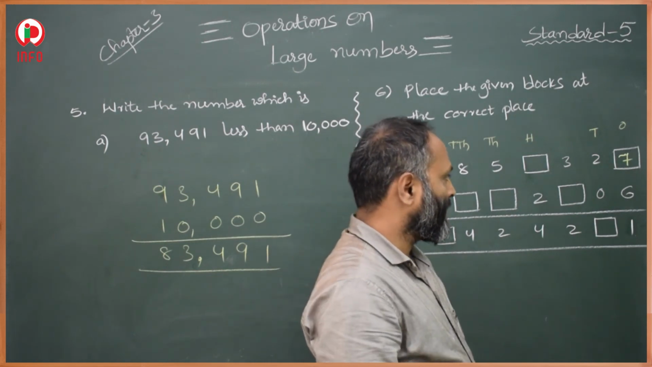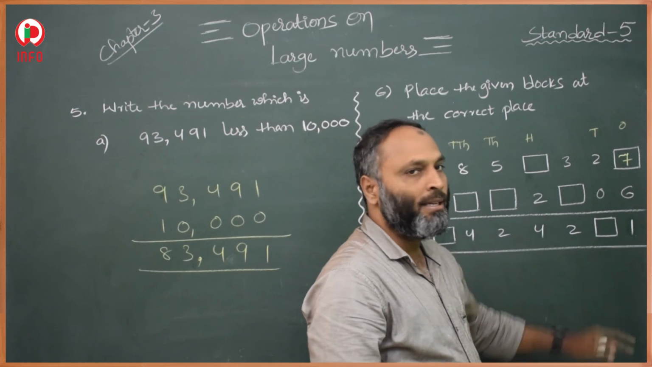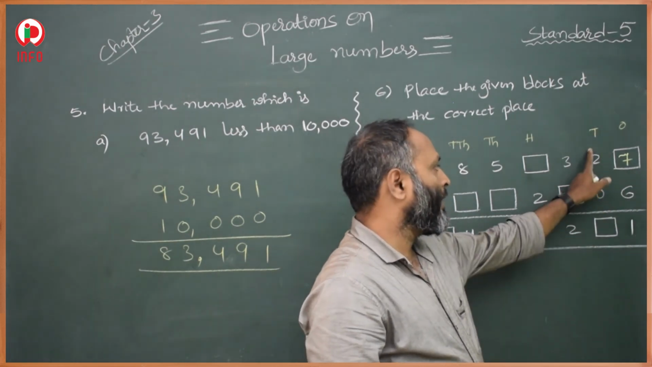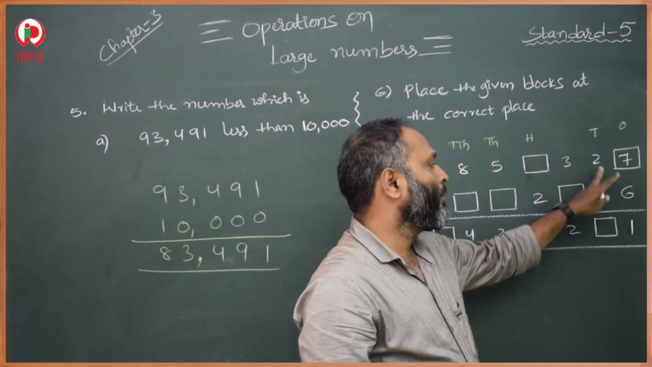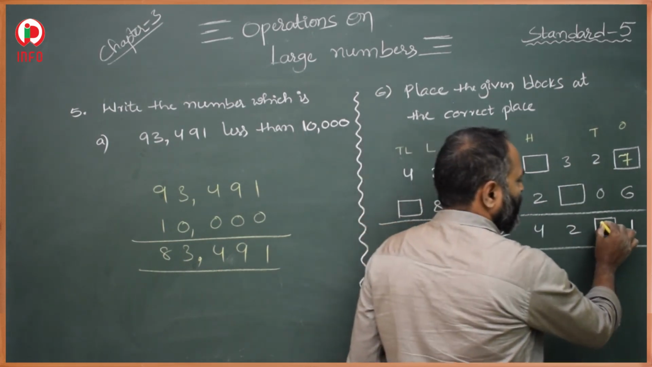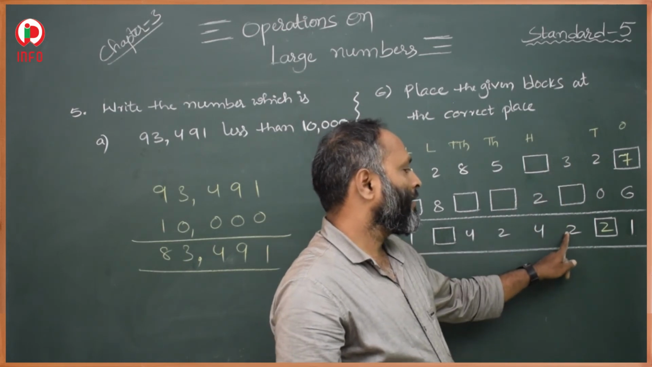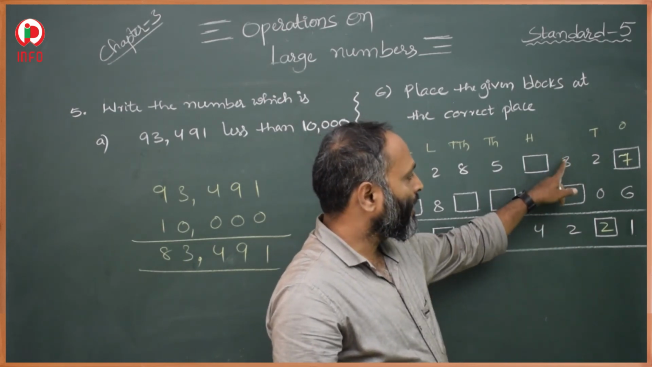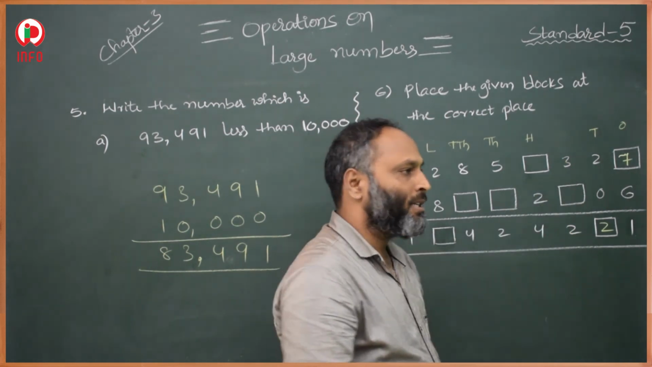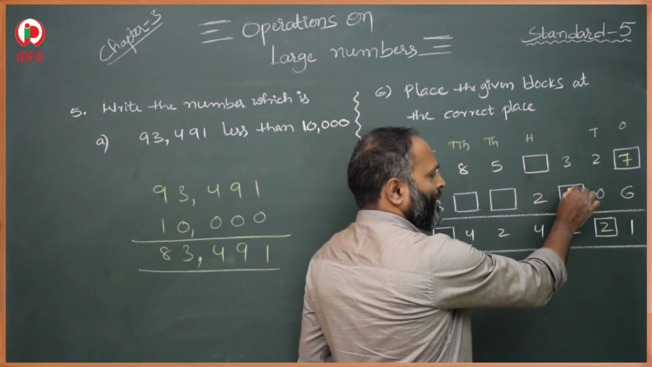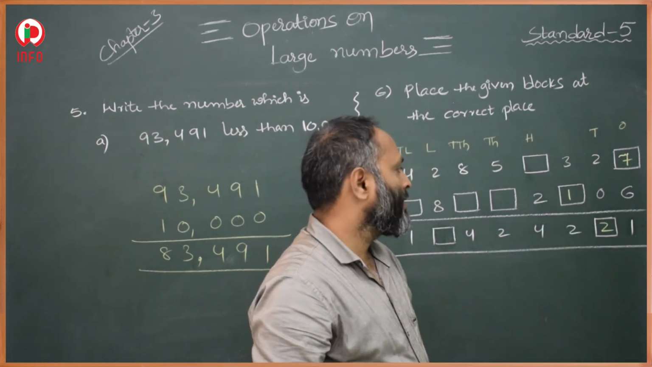Then in the tens place, 2 and 0 is there. The minuend is the bigger number, so no need to take borrow. Then 2 minus 0 is 2. And here 3 and 2 is there. What number should be subtracted from 3 to get 2? That is 1. 3 minus 1 is 2.